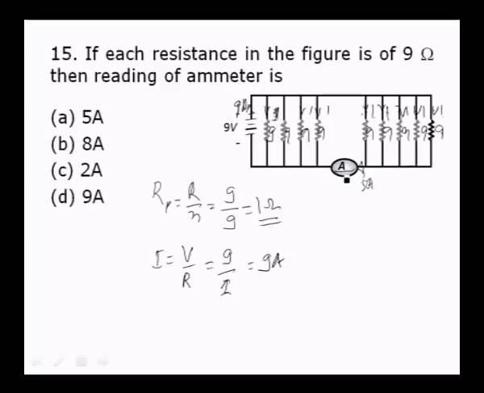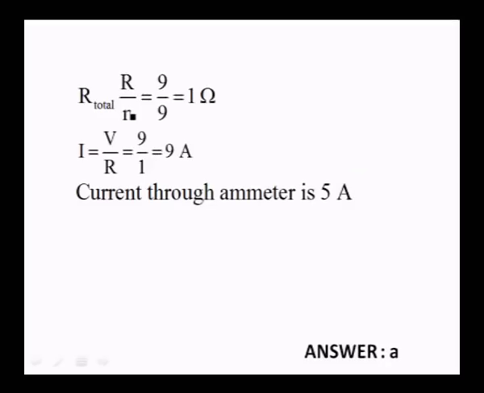Therefore, the correct option is the reading of the ammeter is equal to 5 ampere. The correct option is A. So, this is the total resistance R by N, that is total resistance is equal to 9 by 9, equal to 1 ohm. Current is equal to V by R, 9 by 1, that is equal to 9 ampere. Therefore, the current through the ammeter is equal to 5 ampere.